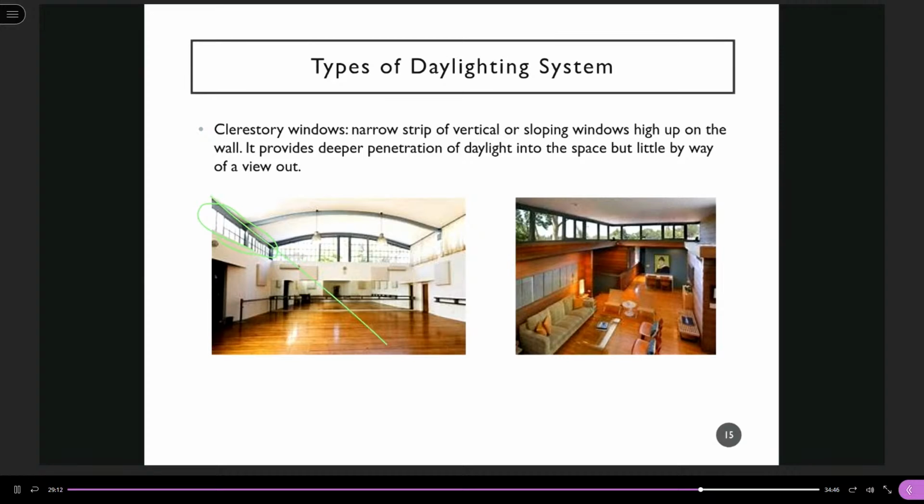Because it is very tall and located on the top level, it allows deeper penetration compared to ordinary windows. For the ordinary window, it is lower, so it can only allow the daylight to penetrate the zone near the window. But when the window is on a high level, then it will be able to enter the deeper part of the room.